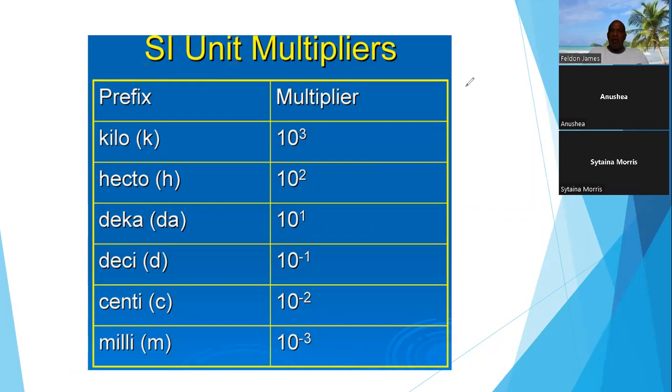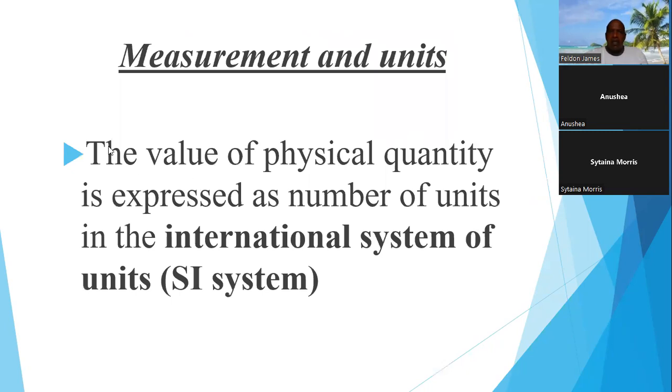So if we go back to the previous slide, we will see that the value of a physical quantity is expressed as a number of units in the SI system. So it means that for science in general, all the scientists around the world agreed on using this system of measurement. And why do they all agree on using this system of measurement? It is so as to have a standard of measurement that everybody will agree on.